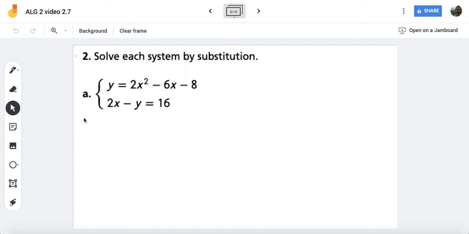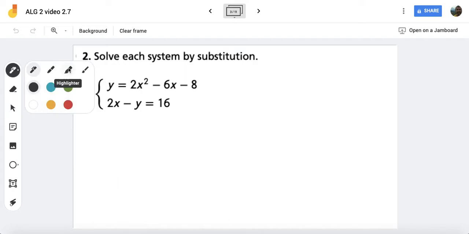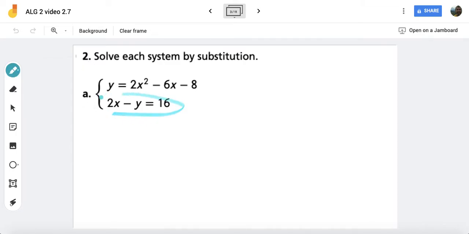All right, so what did I say I was going to do? I'm going to try to substitute this in, but I need to solve it for y, so I'm going to add y to both sides, and at the same time subtract 16. And when I do that, I get 2x minus 16. What you might see is why they chose the other way, taking the quadratic, since it's already solved for y, and sticking it in.